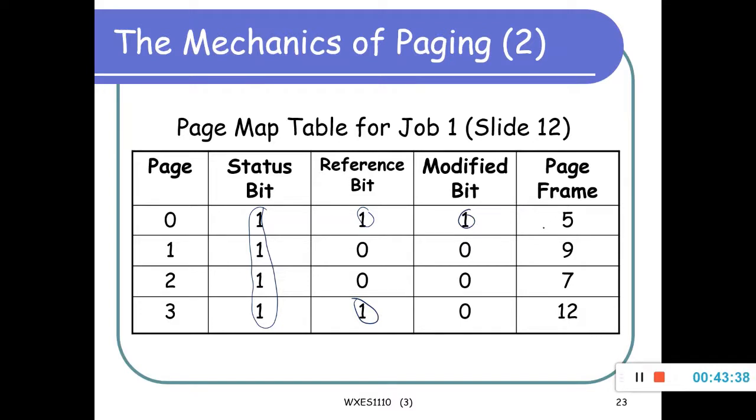Okay, for first in, first out, it only looks at the status. When you use FIFO, you only use the status and modified bits. But for LRU, it uses the status bit, reference bit, and modified bit. So let's use all of these in order to make a swap.